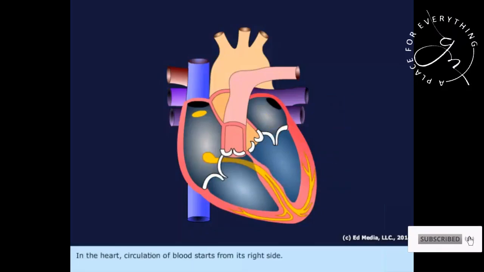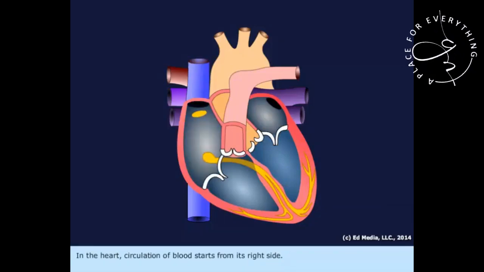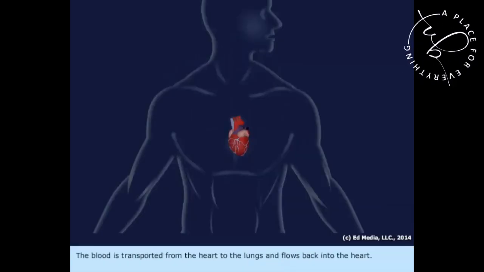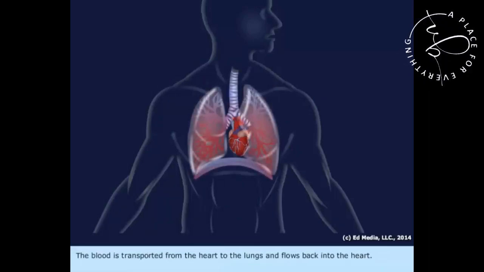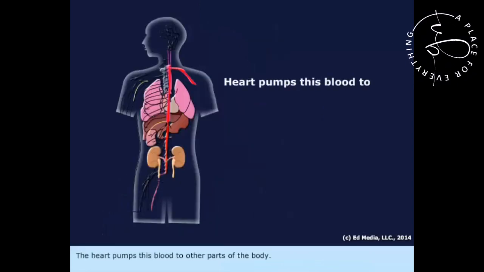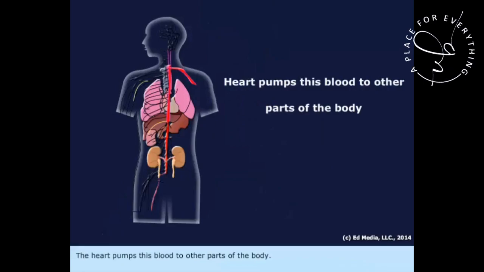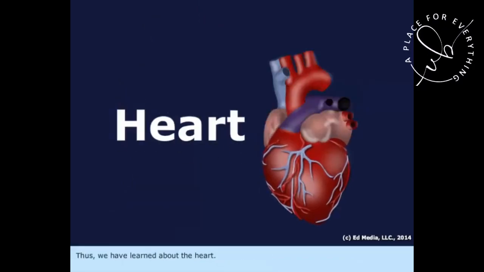In the heart, circulation of blood starts from its right side. The blood is transported from the heart to the lungs and flows back into the heart. The heart pumps this blood to other parts of the body. Thus, we have learned about the heart.